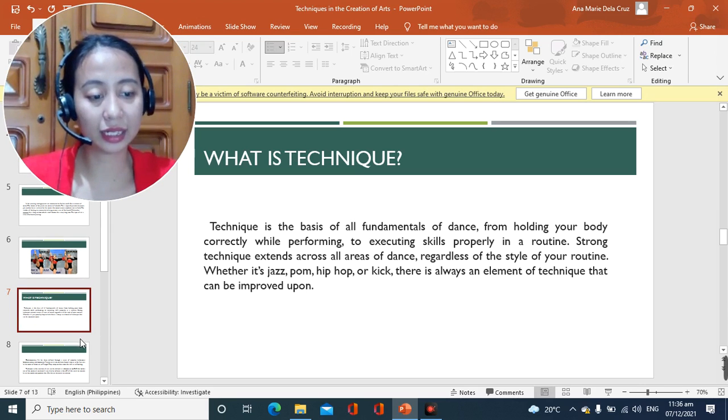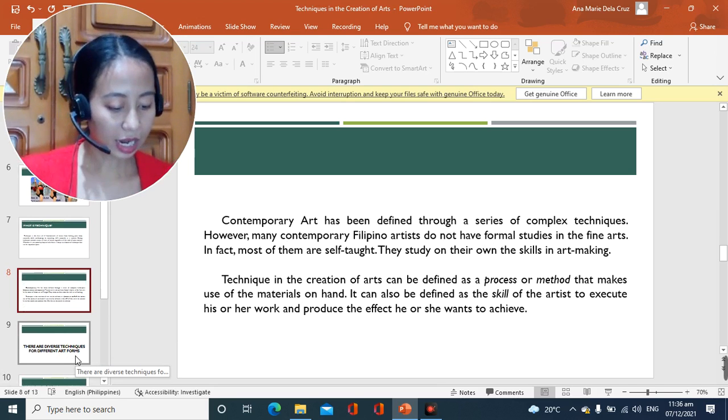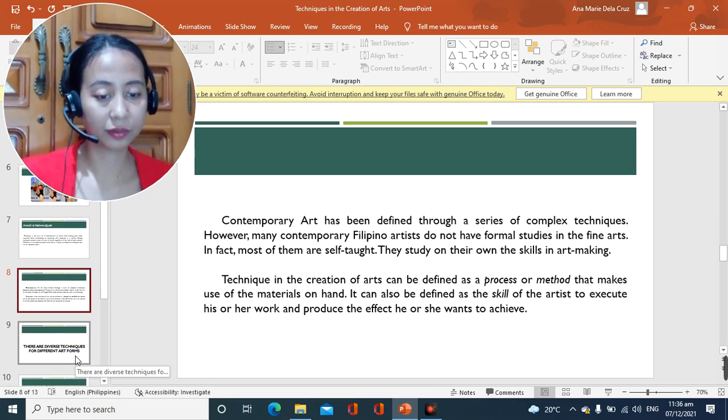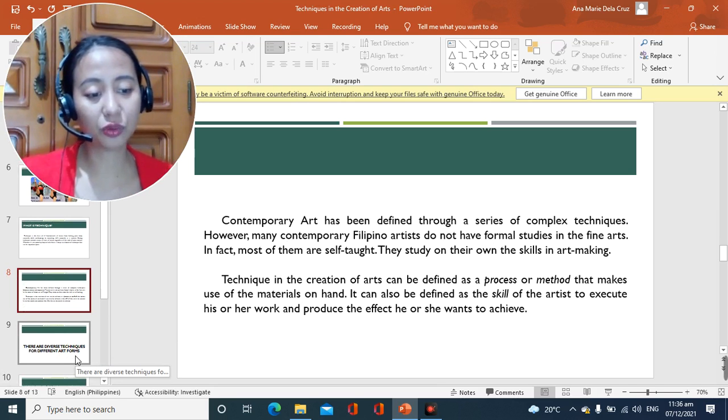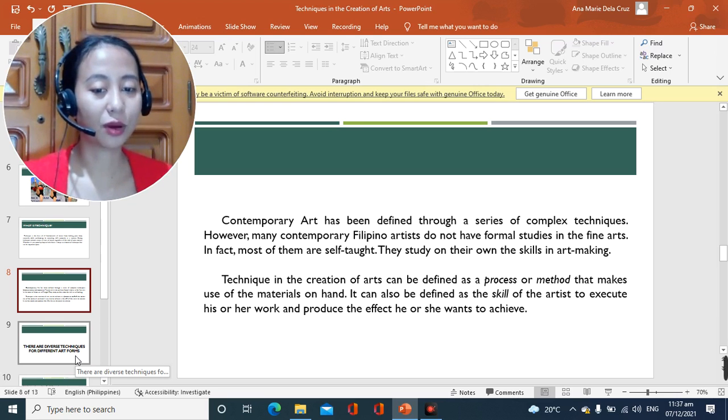So when we say technique, it is a process. In our contemporary art, it has been defined through a series of complex techniques. Paano kaya natin natutunan yung technique? Yung iba, meron yung ginagawang studies to adapt the technique.